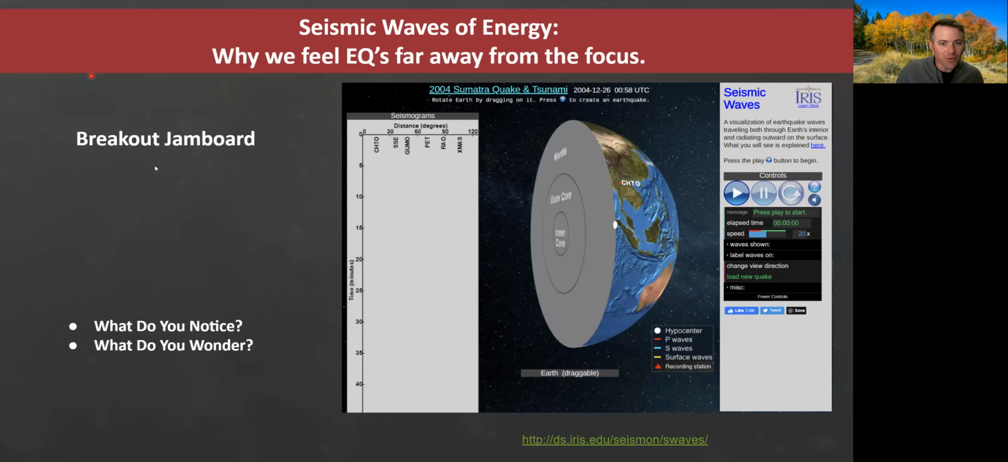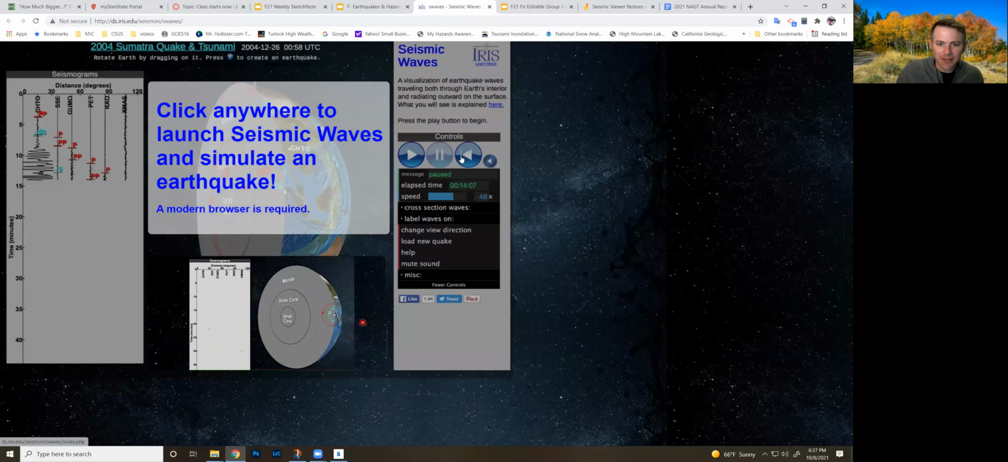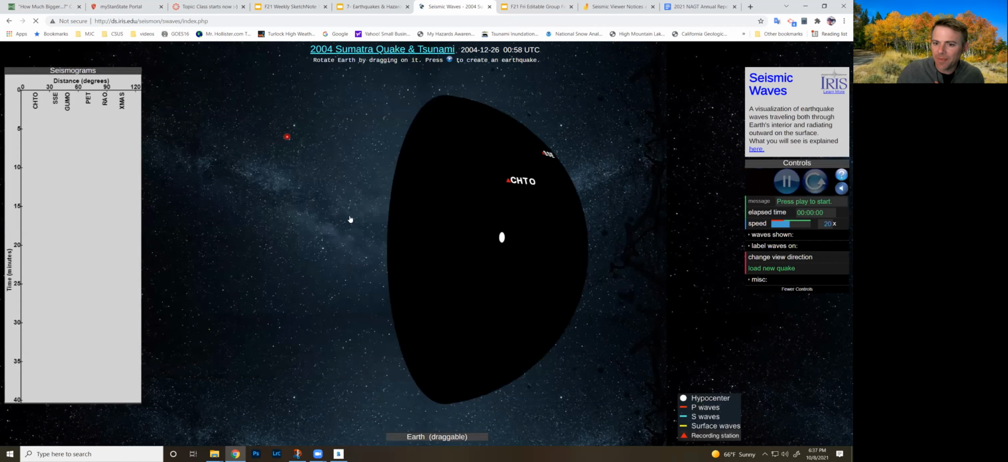So we're not going to do a Jamboard with this, but just for time's sake, we're going to watch a quick little simulation, because now we're going to talk about the different waves and how they can travel through the earth. So this is a cool little simulation that you can click on. It's also in the modules here.